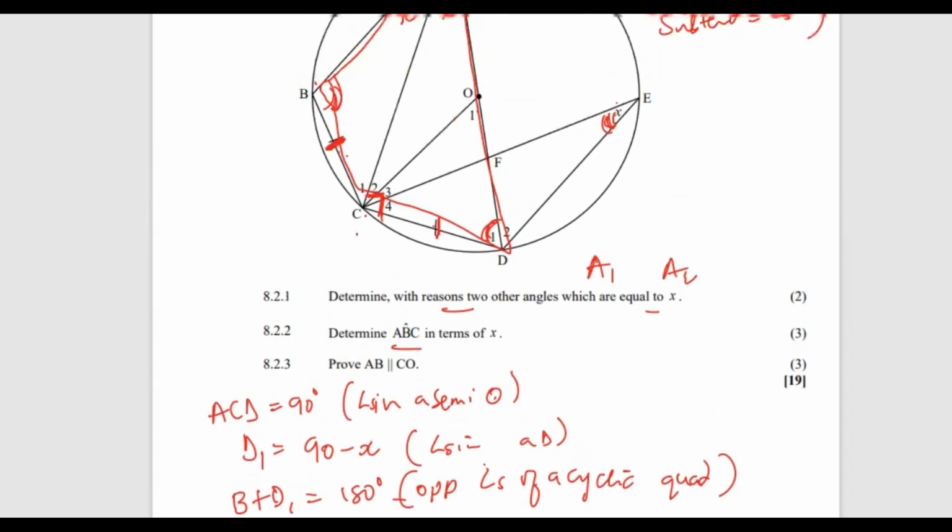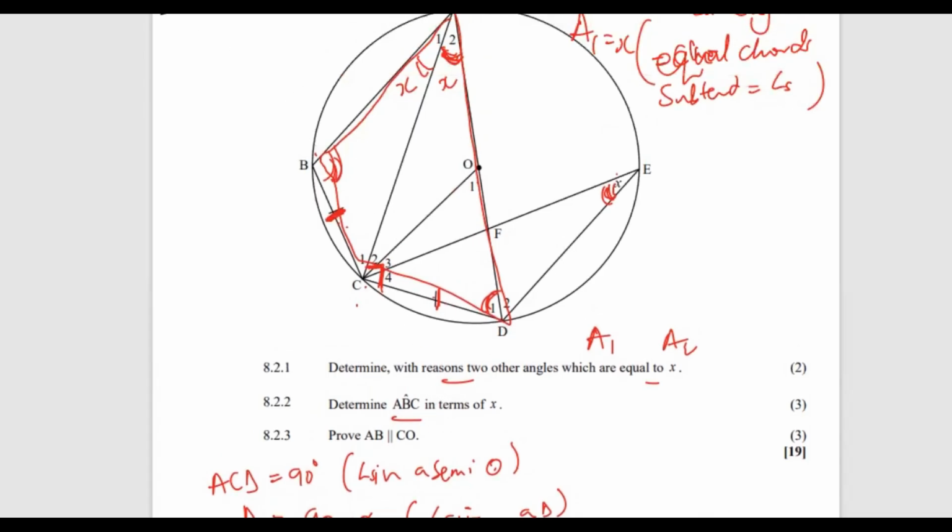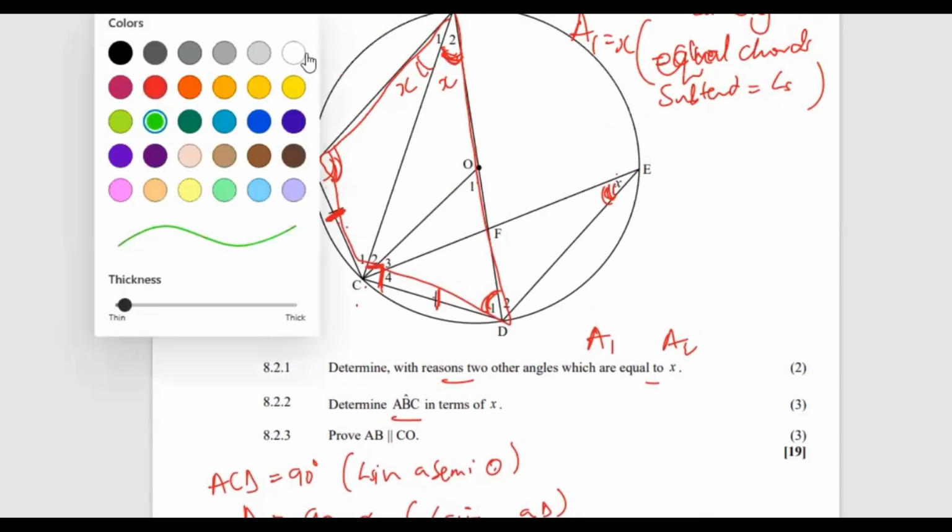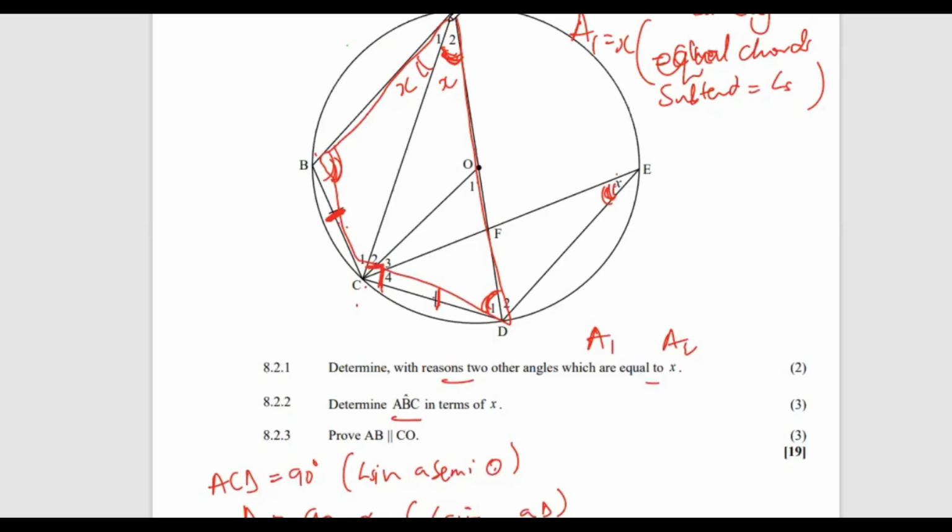Then they want us to prove that AB, this line, is parallel to CO. So for us to do that, you need to find those angles that are created by parallel lines, either co-interior, alternate, or corresponding.